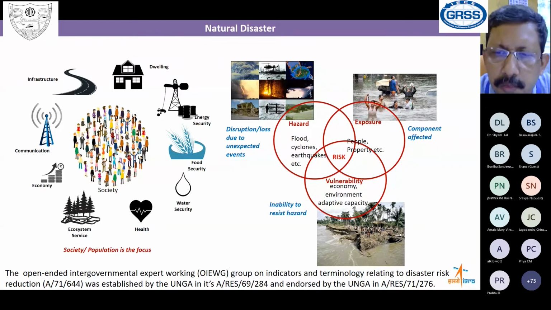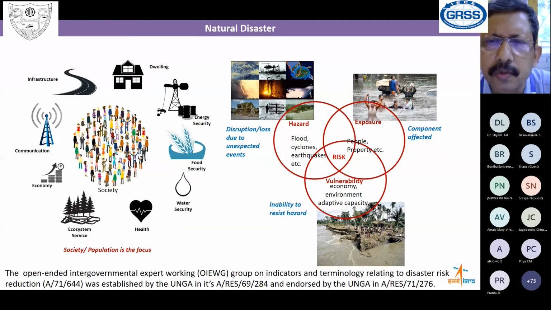Then we come to the term vulnerability. It's basically the ability or the inability of a community to resist hazard. For example, if a community is economically stable, like Japan, it is able to resist or overcome the hazards much more easily than a community which is not economically well off, like Haiti. So the hazard, exposure, and vulnerability of a population to the various natural disasters is what we know as the risk. This is adapted from the open-ended intergovernmental expert working group on the various indicators and terminologies related to disaster risk reduction.